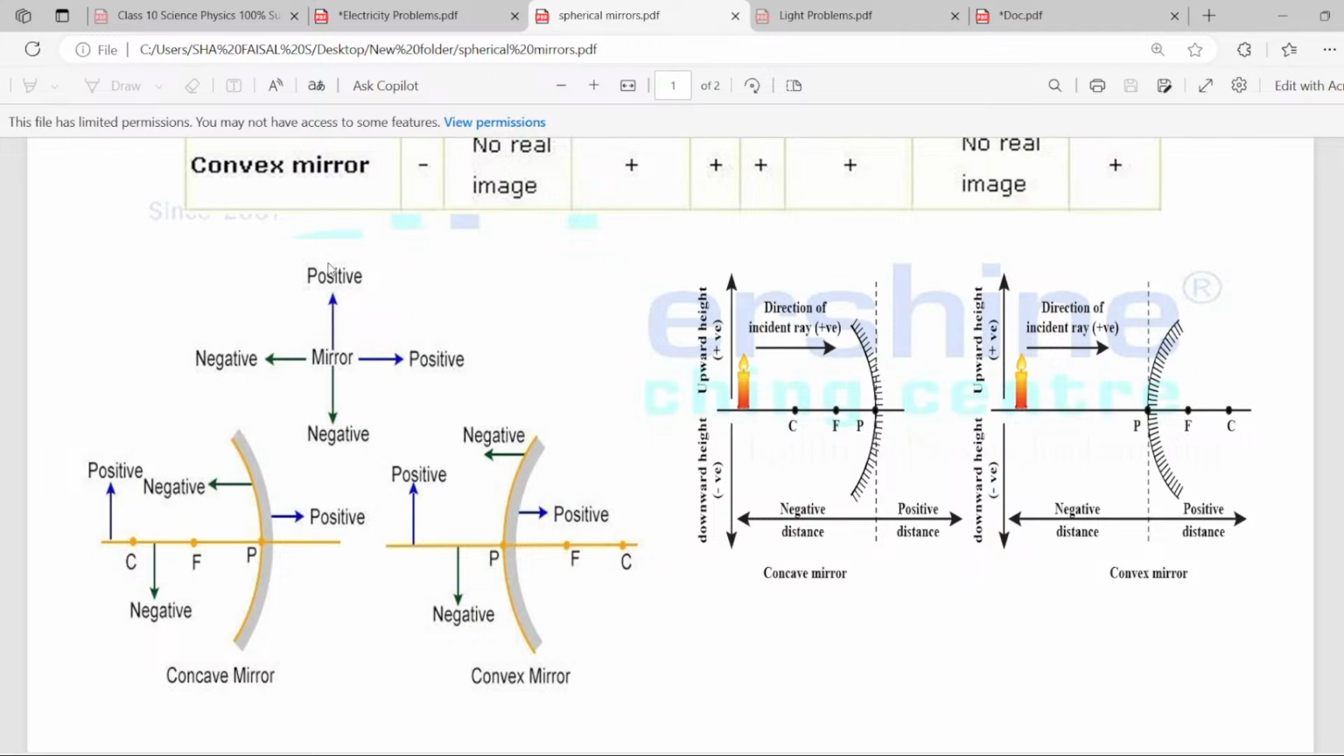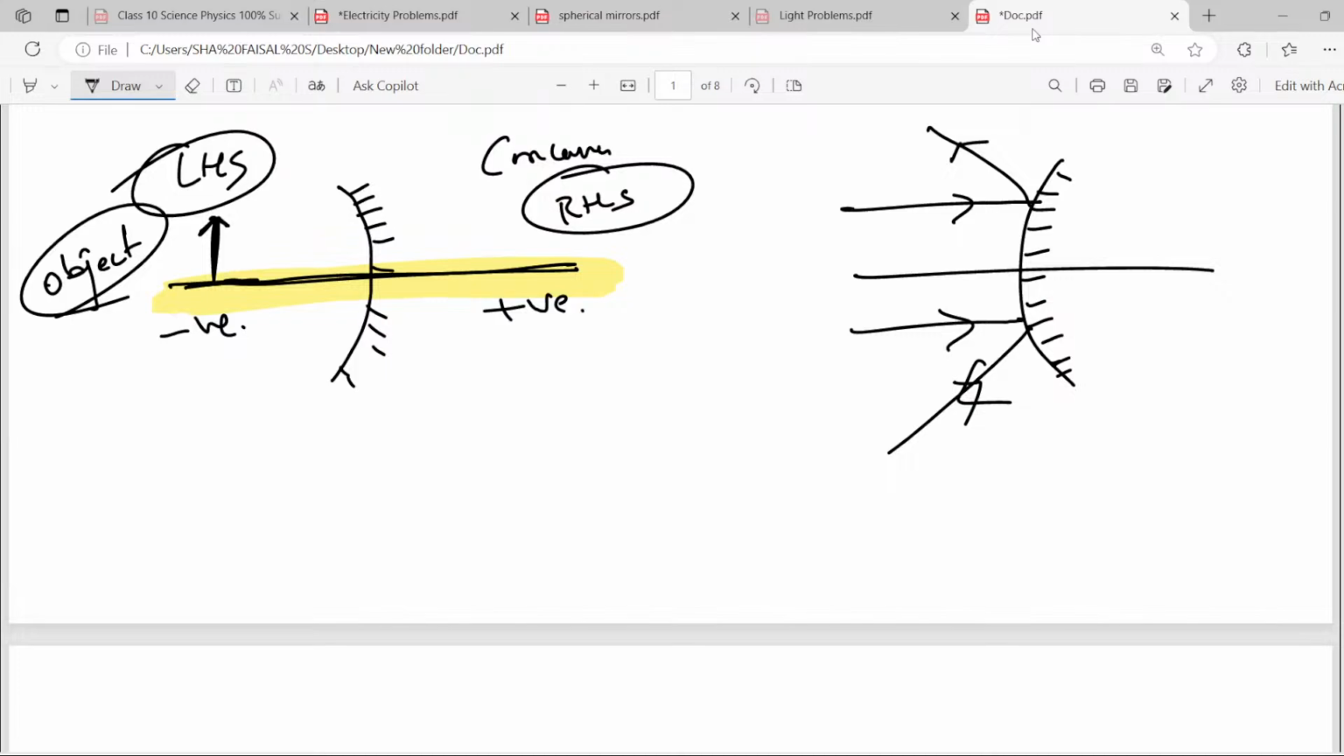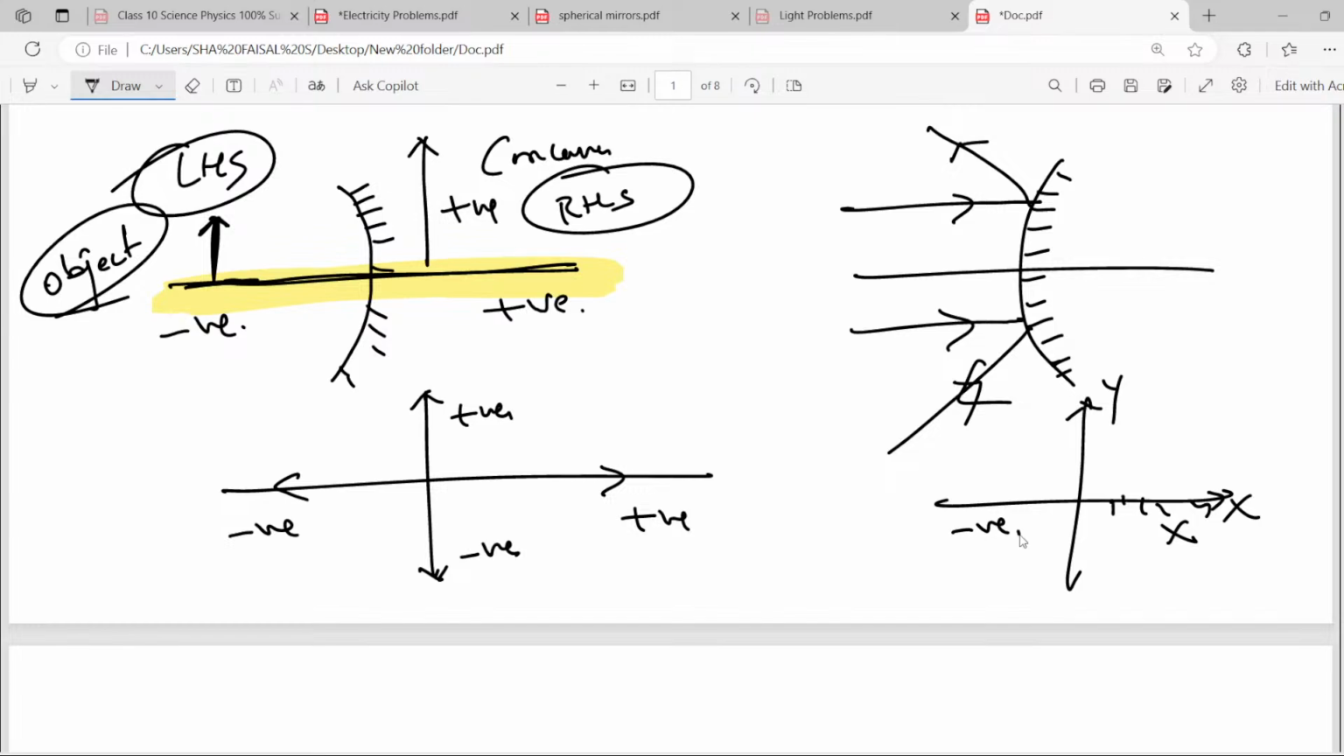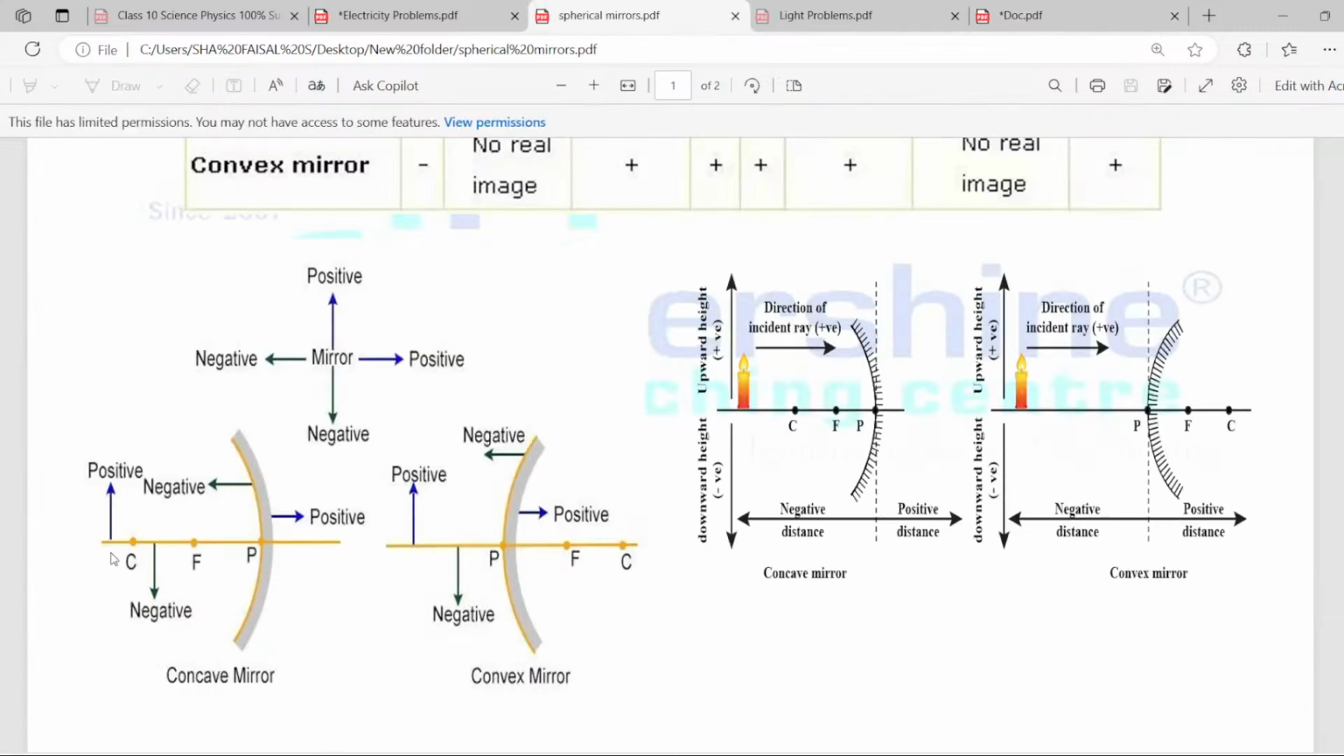And above the principal axis is positive, below is negative. Left hand side is negative, right hand side is positive. Just imagine your graph. Remember x-axis and y-axis. These all positive values of x, these all negative values of x. These all positive values of y, these all negative values of y. Same thing here also we are applying. Nothing else.